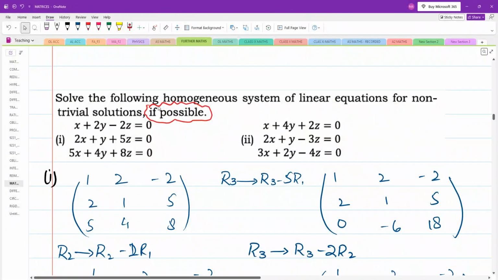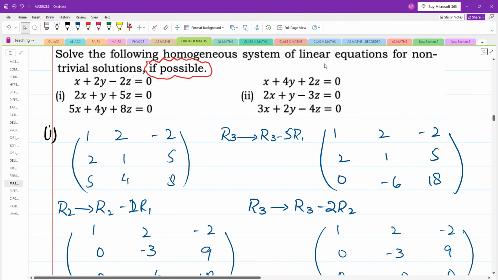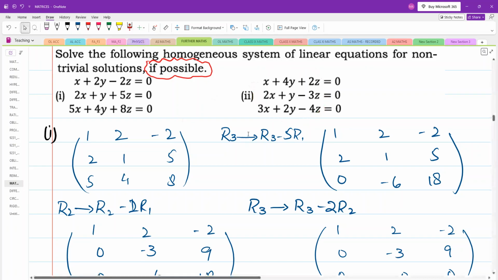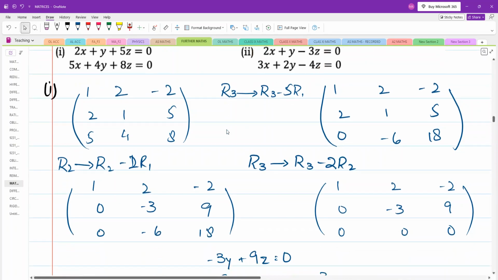Let us move on to solving a homogeneous system of linear equations for a non-trivial solution, if possible. If possible basically means to take the determinant of this and see if it is non-zero. If the determinant of matrix A is non-zero, we are going to calculate a non-trivial solution. Now this is very important and a bit confusing as well, so make sure you're listening very carefully.